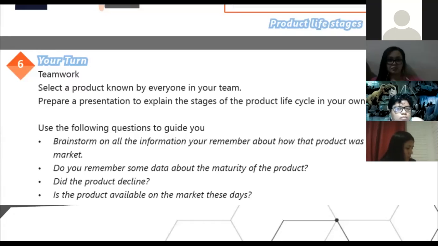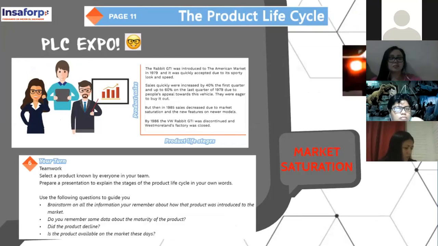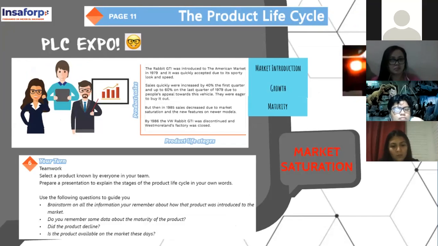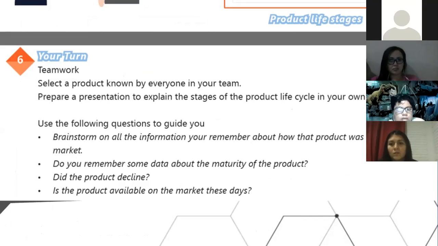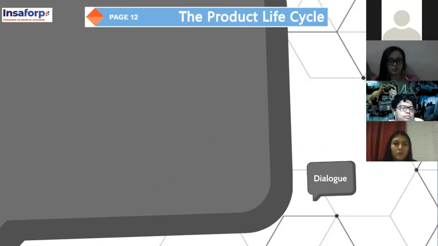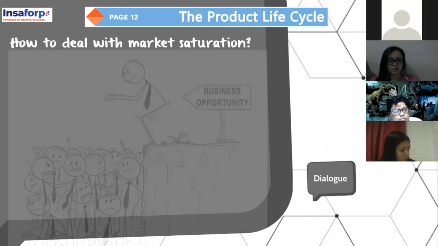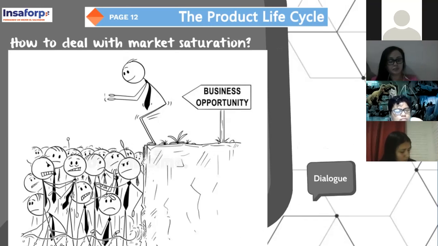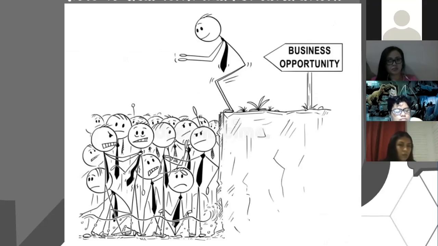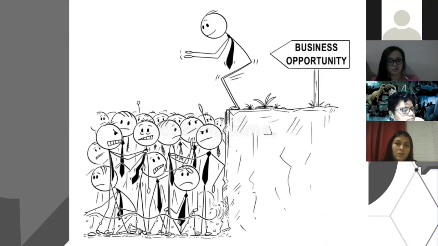Okay, so as we said yesterday, we talked about PLC and we closed that part a little bit, but the whole unit has to do with product life cycle. We talked about market introduction, growth, maturity, and decline. Then we talked about an example, right? How to deal with market saturation. We were looking at the image, and to get vocabulary, guys, you look at an image.